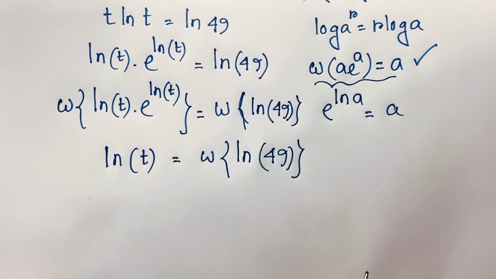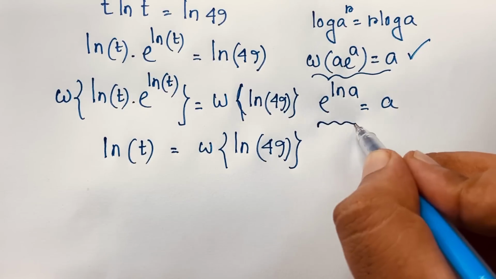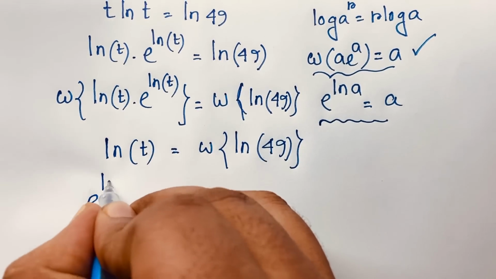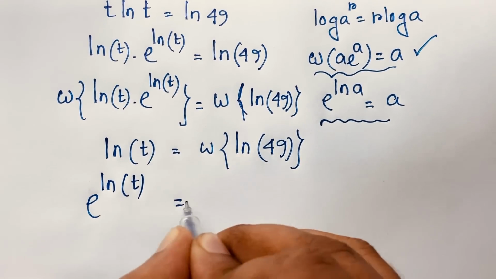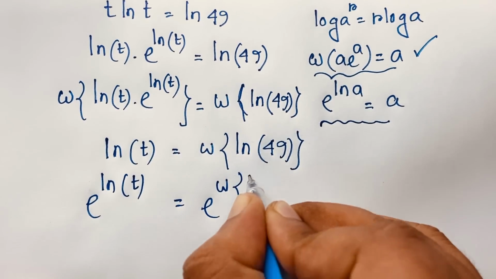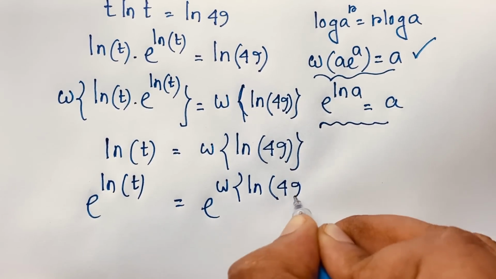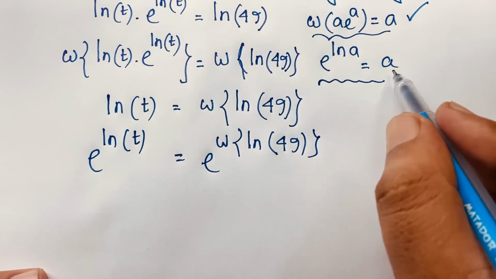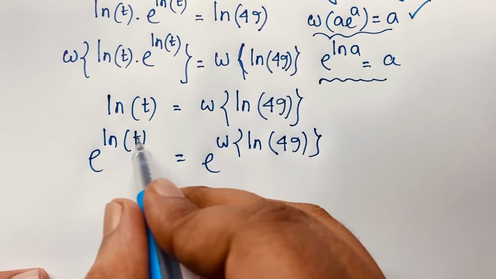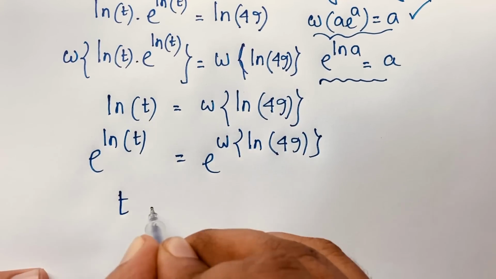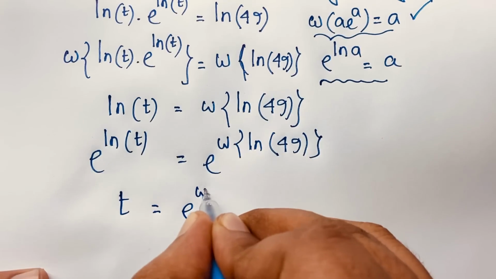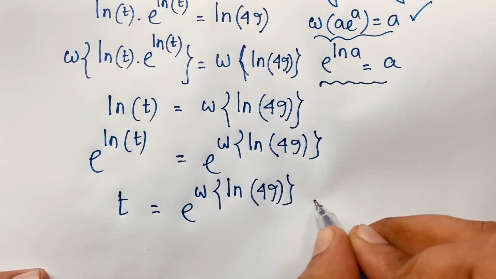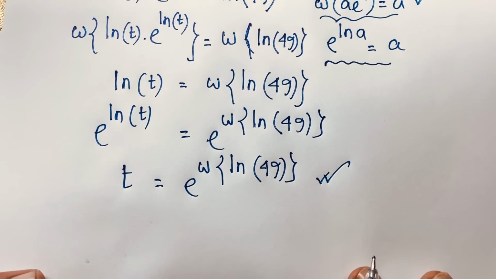Now at this moment t is equal to what? Now again if I apply this formula here, I use base e on both sides, so ln t is equal to e to the power Lambert W function of ln 49, in brackets. It's okay. Now e to the power ln a is equal to a, so I can easily say e to the power ln t will be t, so t is equal to e to the power Lambert W function of ln 49. This is our final answer in this math problem.